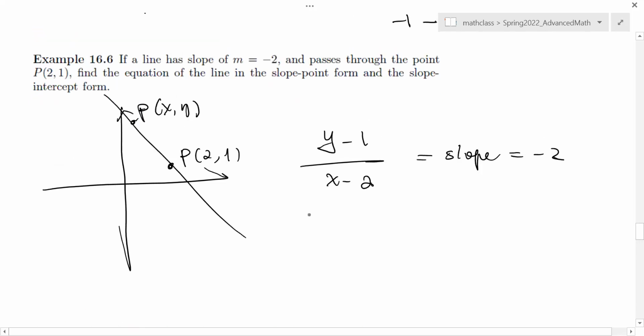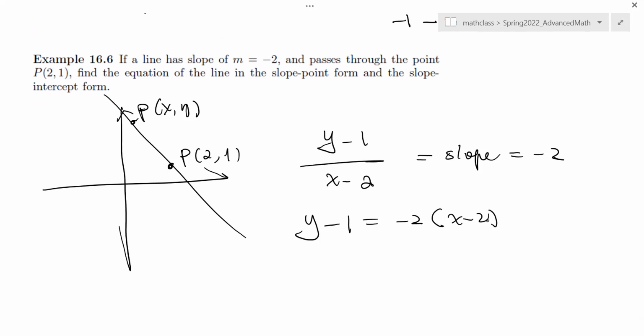So immediately you will get y minus 1 equals -2 times x minus 2. This is the slope-point form, right? So you solve this. If a point is on the line, that means its x and y coordinates must be related by this equation.